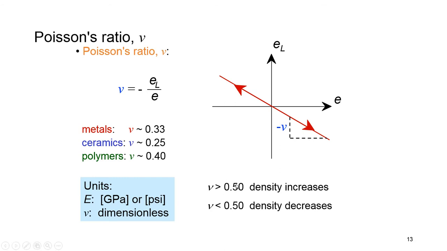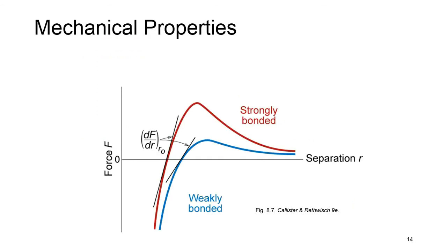For Poisson ratio above 0.5, of course, we have density increases, and for this one we have density decreases. So this is a good question to ask in the class. Why? So I just put a Y mark here. When talking about elastic modulus or Young's modulus, bear in mind that this parameter depends on bond strength of metals.